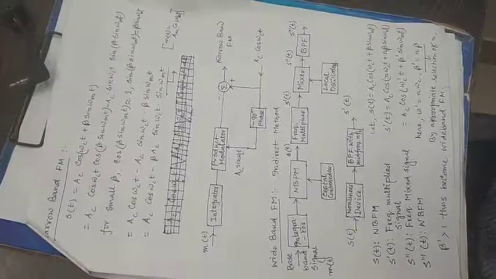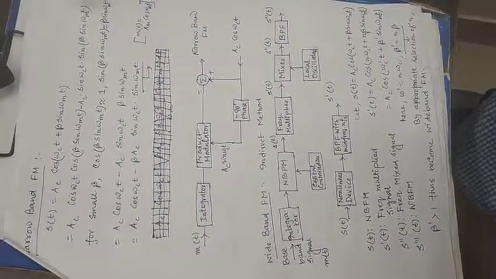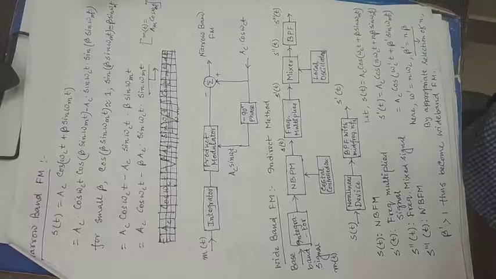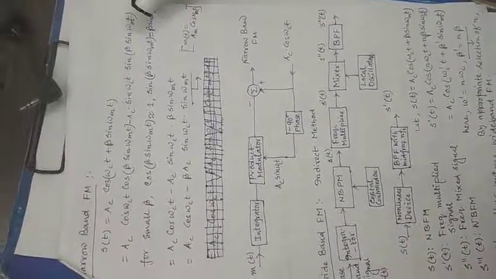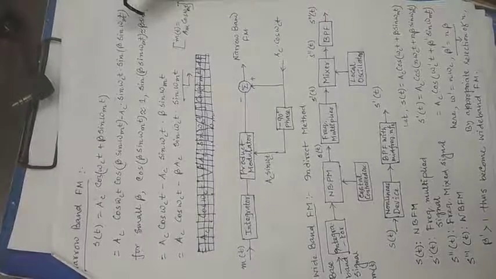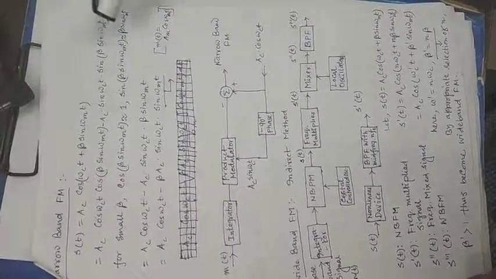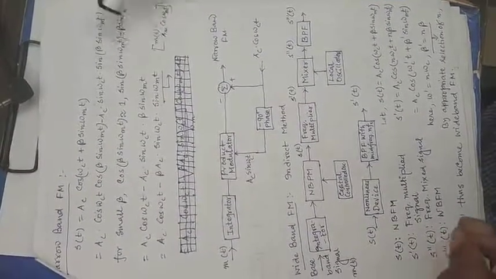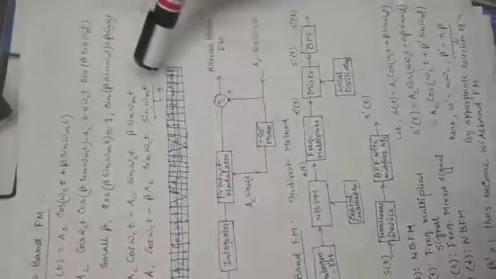Today we will discuss FM generation methods, both for narrowband and wideband. In case of narrowband, we said that beta will be considered very small. Therefore, the derivation of the narrowband FM stands on two assumptions: that cos of small theta is nearly equal to 1, and sine of very small theta is nearly equal to theta. With these two assumptions, we get the final expression of the narrowband FM like that.